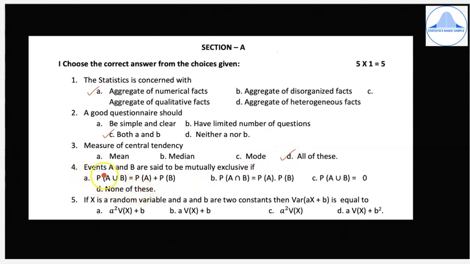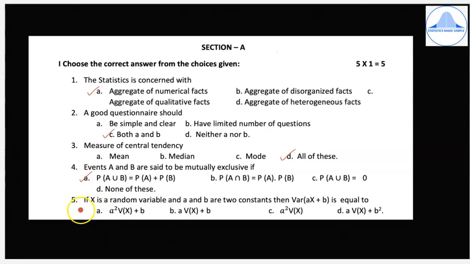Fourth: events A and B are said to be mutually exclusive if, first subdivision, probability of A union B is equal to P of A plus P of B. Second subdivision, P of A intersection B is equal to P of A into P of B. Third subdivision, P of A union B is equal to 0. And fourth subdivision, none of these. So two events are said to be mutually exclusive if P of A union B can be written as P of A plus P of B.